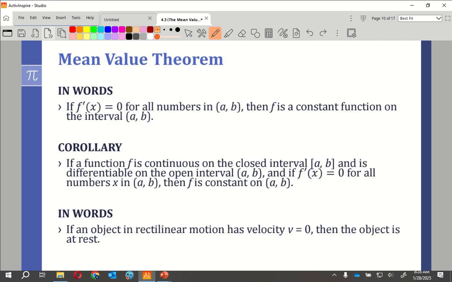Mean value theorem. If f prime of x is equal to 0 for all numbers within there, then f is a constant on the interval from a to b. Okay. The corollary: if a function is continuous on the closed interval from a to b and is differentiable on the open interval from a to b, and f prime of x is equal to 0 for all x in the interval, then f is a constant from a to b. So, what does that mean? Start with this part right here.